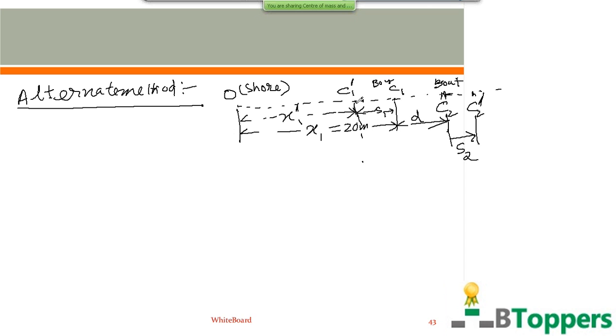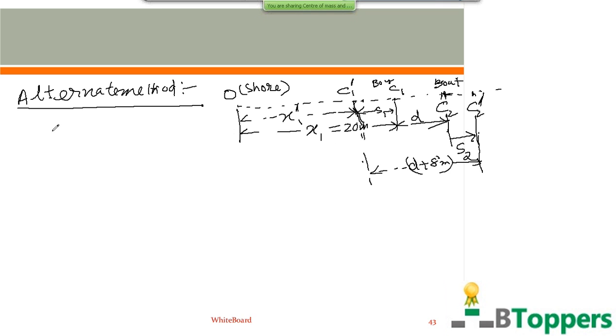The boy walks 8 meters on the boat relative to the boat. That means the distance between the center of mass of the boat and the center of mass of the boy will increase by 8 meters. Therefore, the new distance between the center of mass of the boat and the center of mass of the boy becomes D plus 8 meters. D is the initial distance between the center of mass of the boy and the center of mass of the boat.